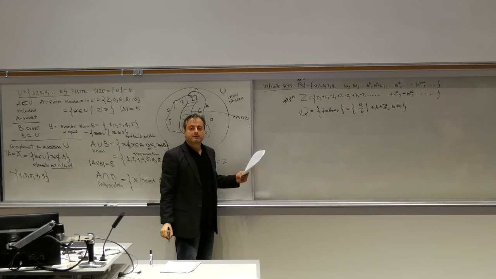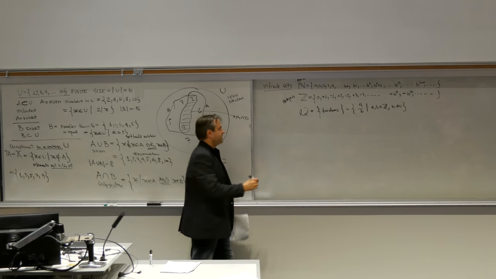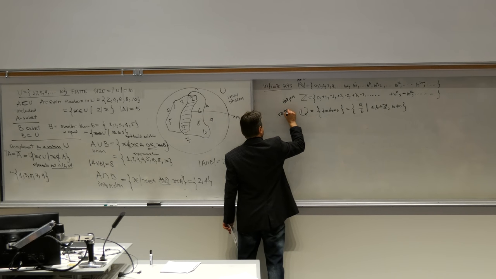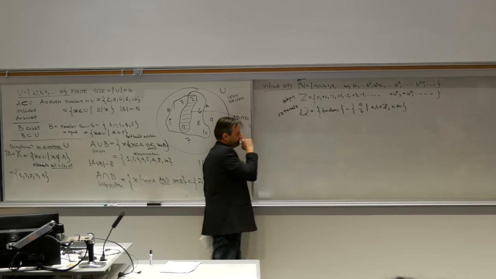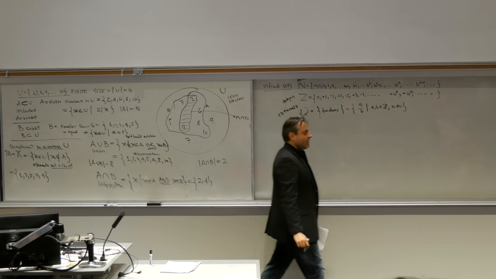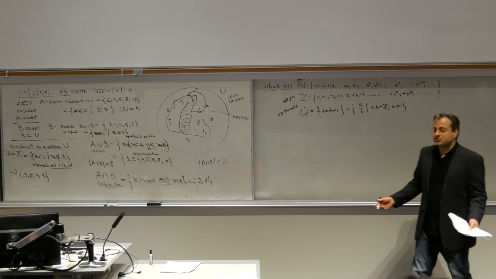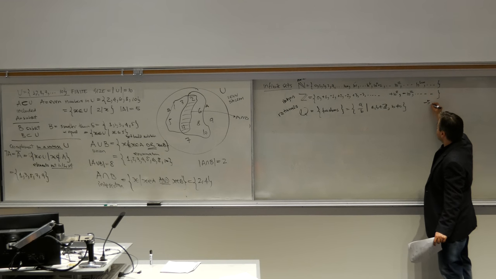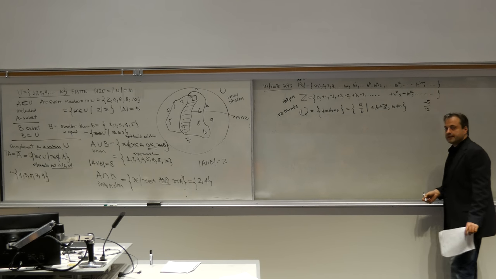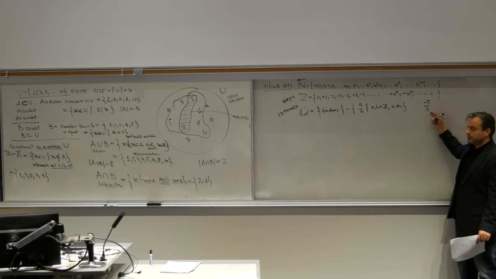How is this set called? The set of rationals. So how do I get a rational? It's a fraction of two integers. For example, minus 5 divided by 12. That's a rational, right? It's a fraction of two integers.